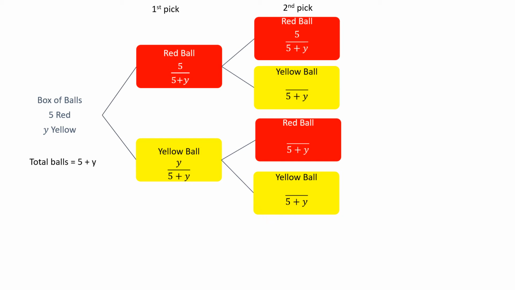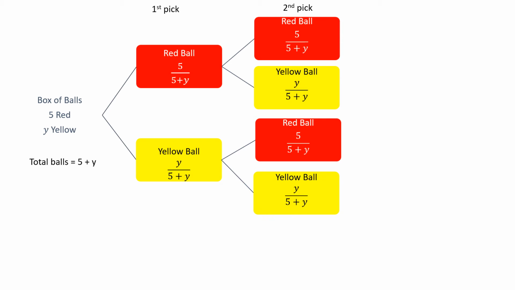If we picked a red ball the first time, we still have Y yellow balls, so the probability is Y over 5 plus Y. If we picked a yellow ball the first time and a red ball the second time, the probability is 5 over 5 plus Y. And if we picked a yellow ball and then a yellow ball again, the probability is still Y over Y plus 5.